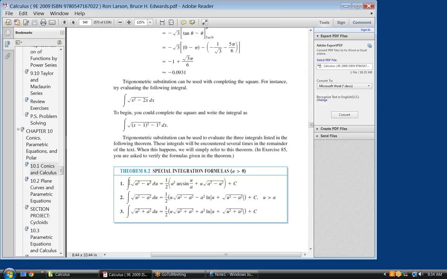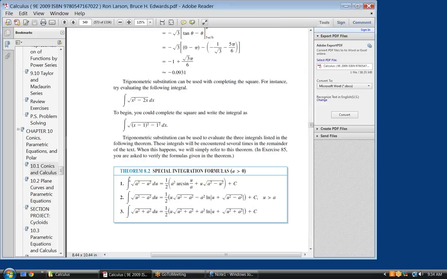Notice why. It's the integral of the square root of a squared minus u squared, or u squared minus a squared, or u squared plus a squared. What are a and u here? Just use the variable, because they're all being integrated with respect to u. And a is just a constant.